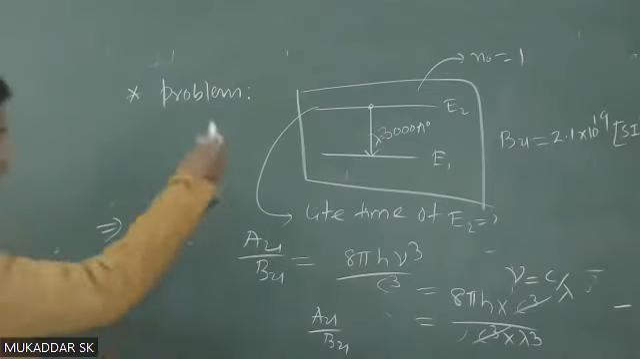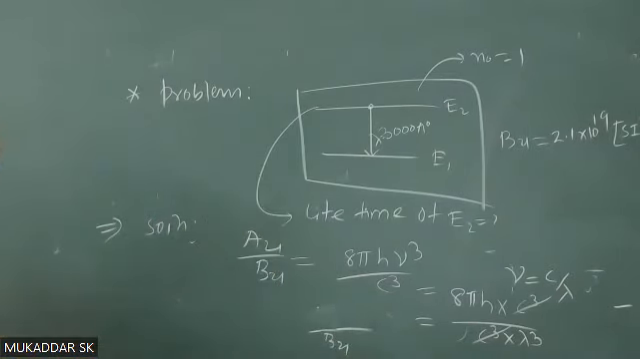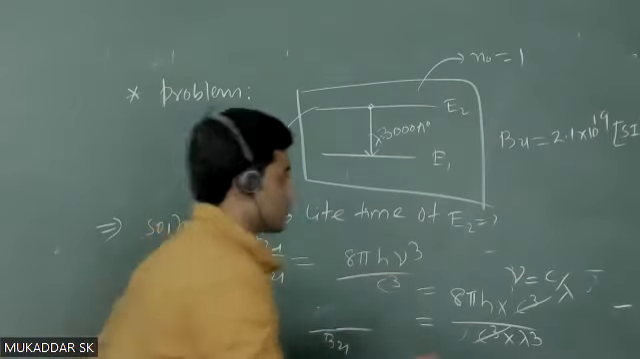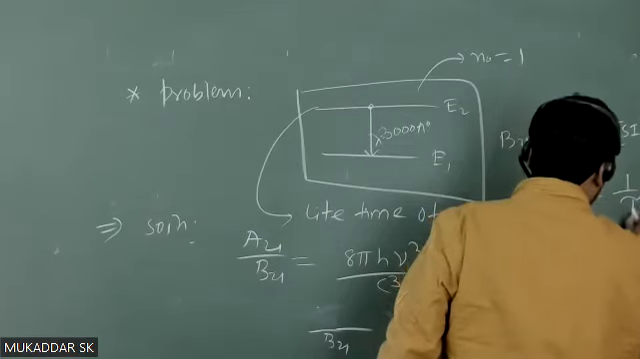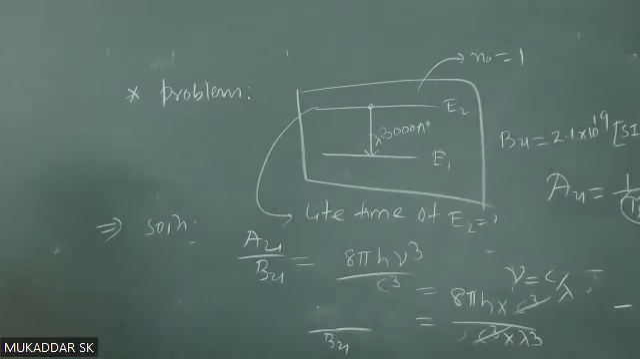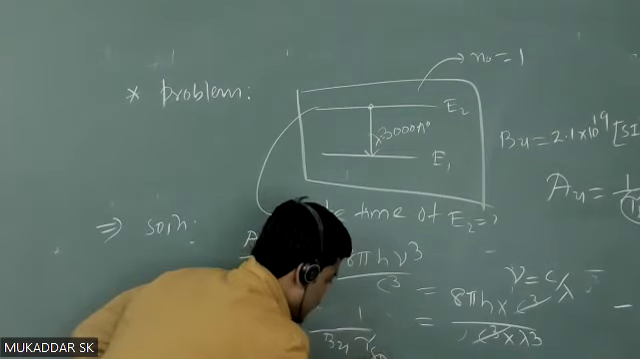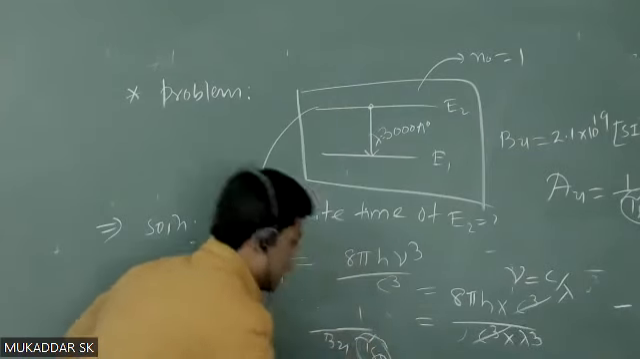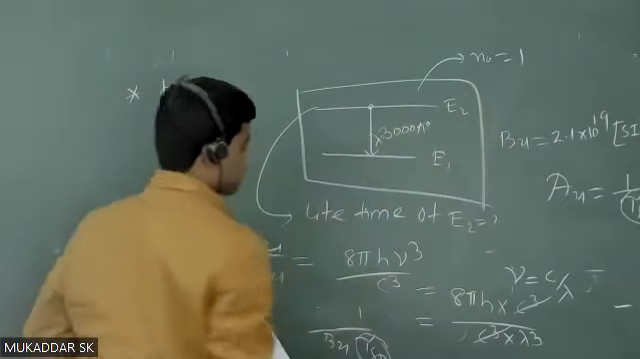And we know that the lifetime of level E2 is nothing but what? You know this formula, right? A21 is nothing but 1 by tau sp, and this tau sp is actually the lifetime of level E2. So in place of A21, if I substitute 1 by tau sp, then this tau sp you have to calculate.